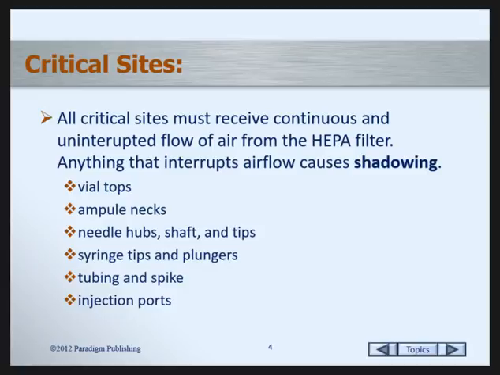Critical sites include vial tops once they have been sanitized with a sterile IPA swab, ampule necks, again once they are sanitized with an IPA swab. Needle hubs, shafts, and tips are always critical sites and should never be wiped with an IPA swab. Syringe tips and plungers also should not be wiped with an IPA swab. Tubing and spike and injection ports. Injection ports will be sanitized with an IPA swab.